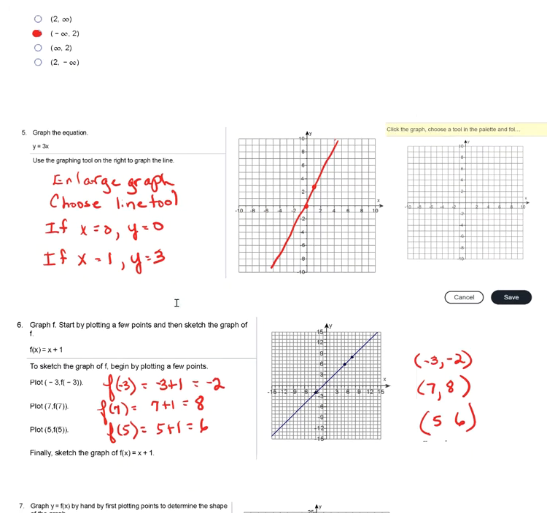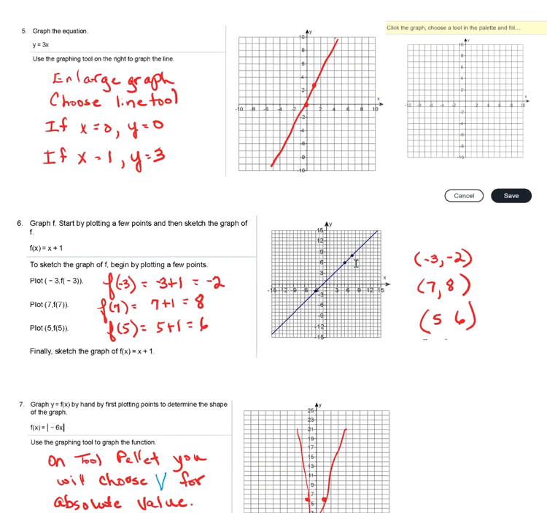And then you have to pick a couple of points to plot, and it's always easy to plug in 0, usually easy. So if I let x be 0, 3 times 0 is 0. So I have 0, 0. If x is 1, 3 times 1 is 3. So I'll plot those 2 points, and I will connect the line. And then that will be your graph.